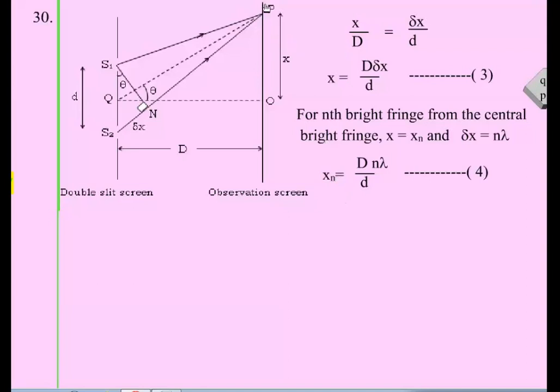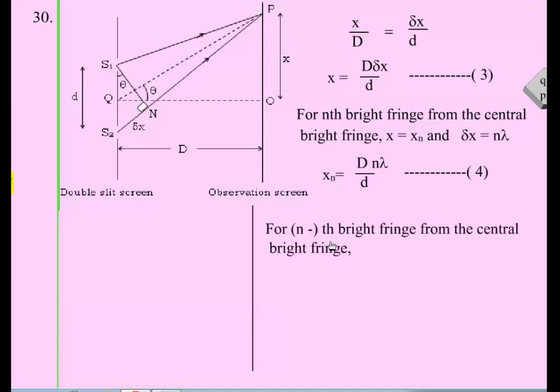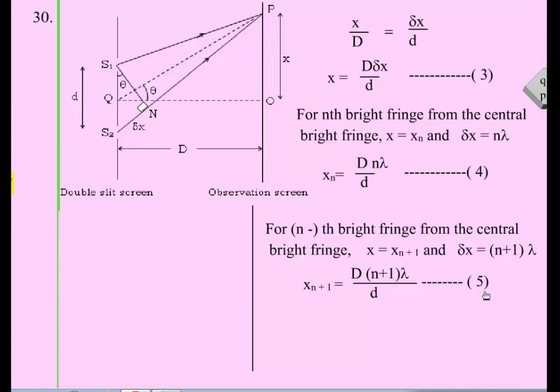And for one more, the n plus 1th fringe, this xn can be written as xn plus 1 for the n plus 1th fringe, and delta x is equal to n plus 1 lambda. Substitute here, you get xn plus 1 is equal to D into n plus 1 lambda divided by d. Take it as equation 5.